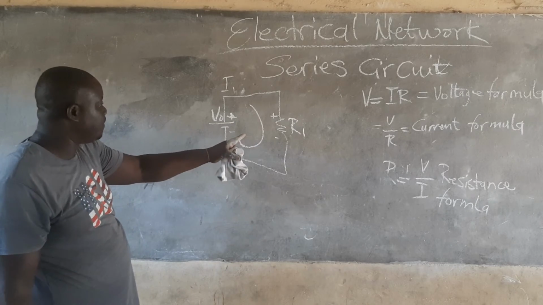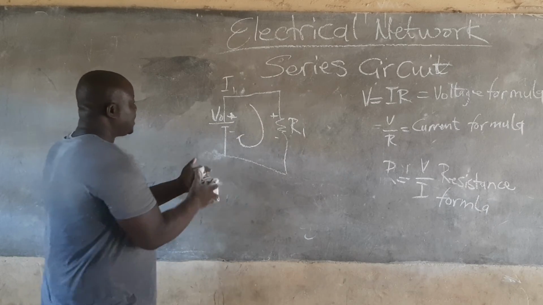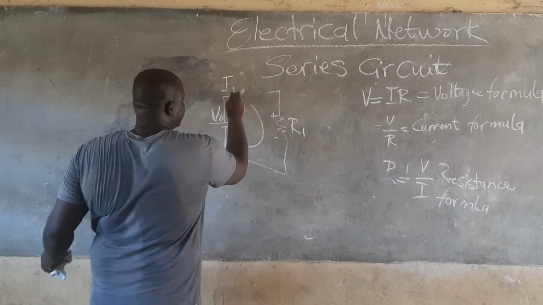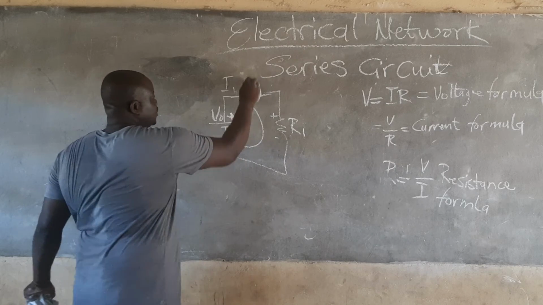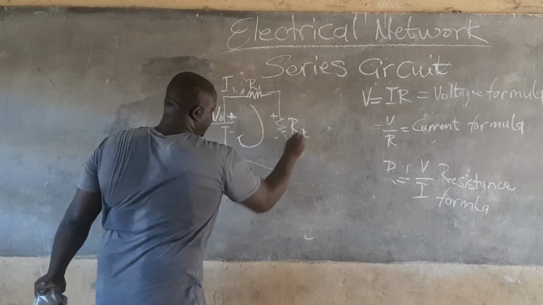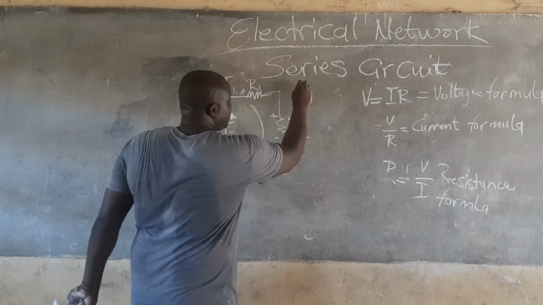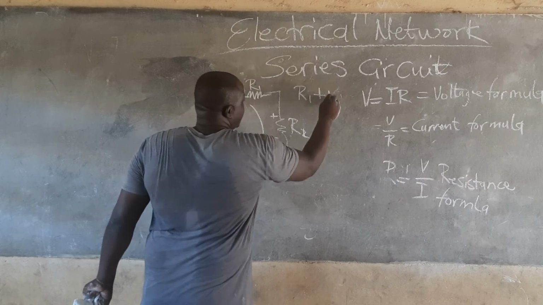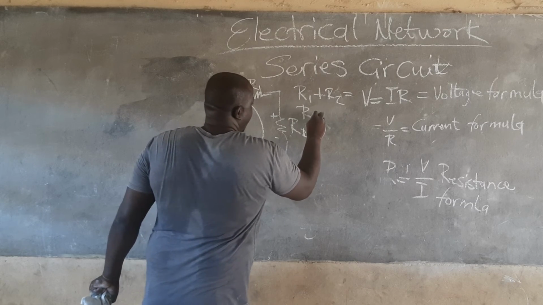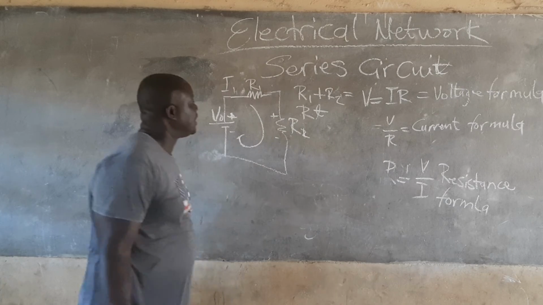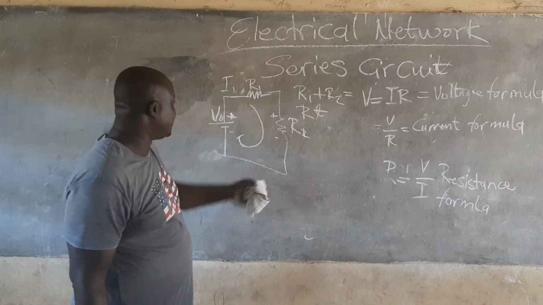In series, it's an algebraical sum. Let's say, for instance, we have another resistance in series. So this one is going to be R1 and this one is going to be R2. So you will just add them, which means R1 plus R2 is equal to R total. So when you add them, whatever you get is your R total.